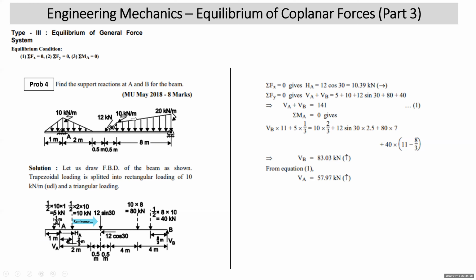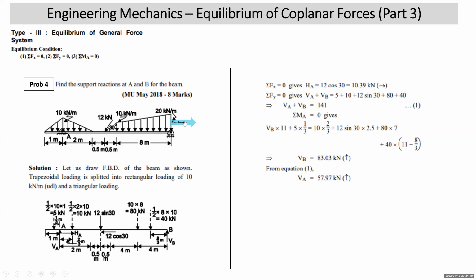Here 10 kilonewton. This trapezoidal loading, you can split it into a rectangle and a triangle. First, draw a dotted line like this. All right. So what is the UDL in this part? A rectangle can be derived, 10 kilonewton per meter of length, 10 into 8, 80 kilonewton, which will act at 4 meter from each end.